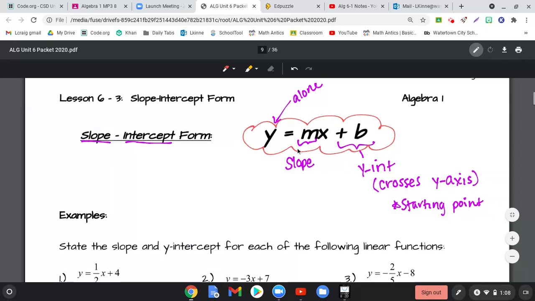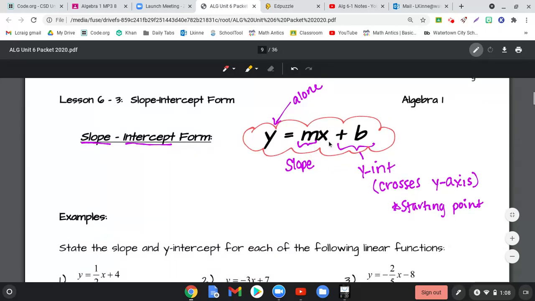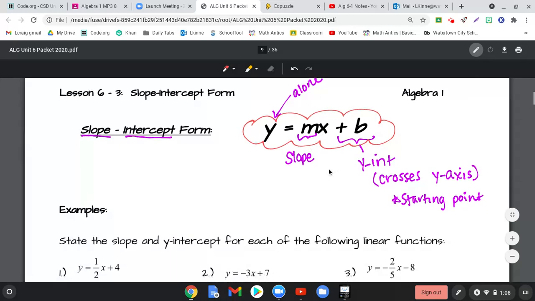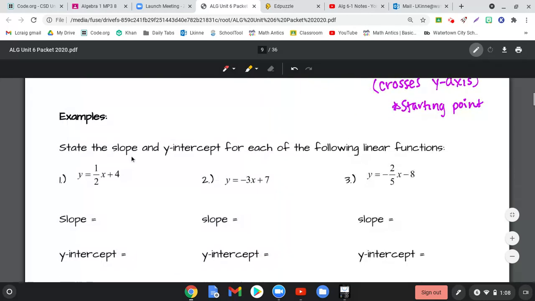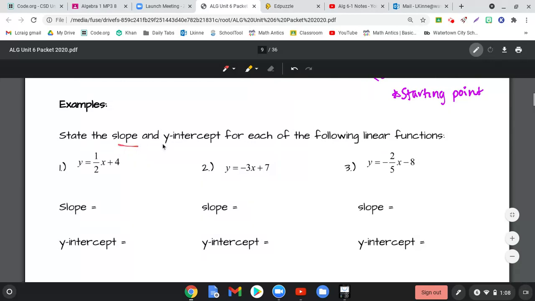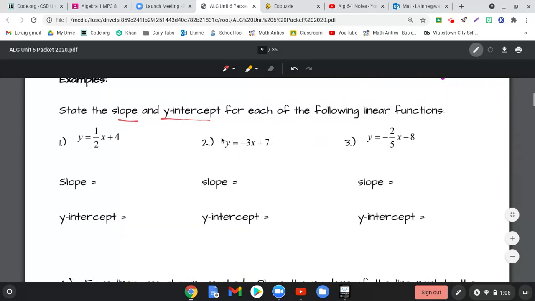Again, it's y equals mx plus b. The number that's with x is your slope. The number that's by itself is y-intercept, as long as y is alone. We'll keep it alone today. So state the slope and y-intercept for each of the following linear functions.